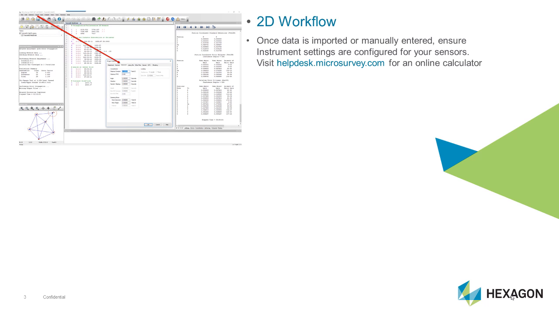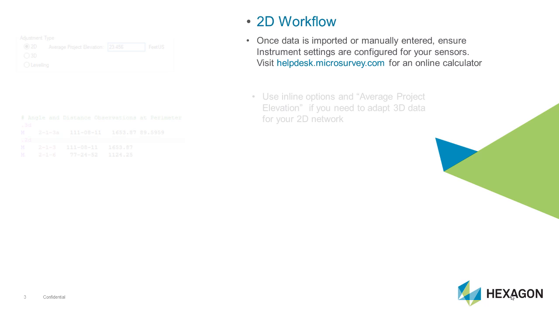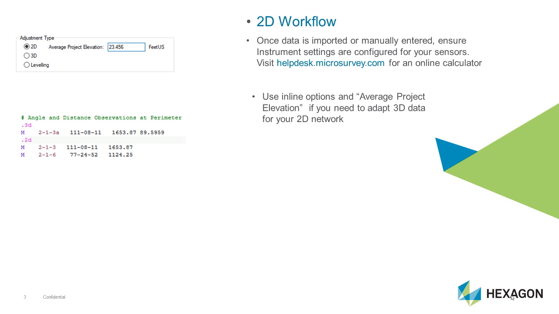With 2D data, the first step is still to import data, and you're usually going to use a converter. Many of these are available from StarNet or from Microsurvey, and many third-party companies also allow for export to StarNet. Once you've imported the data into a 2D project, you can assign the adjustment type as 2D.